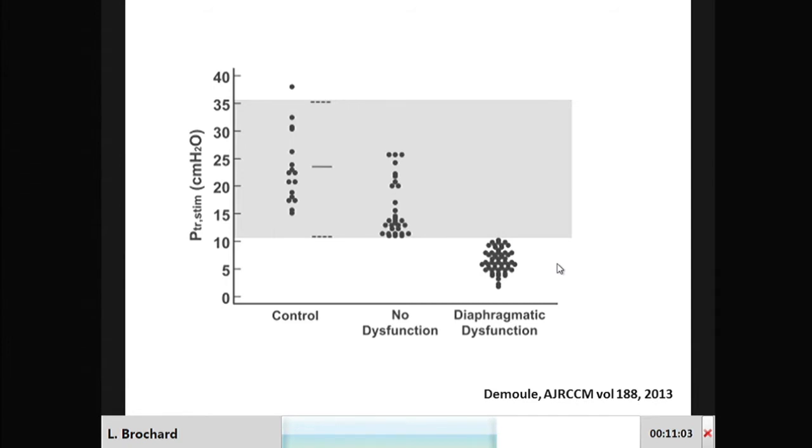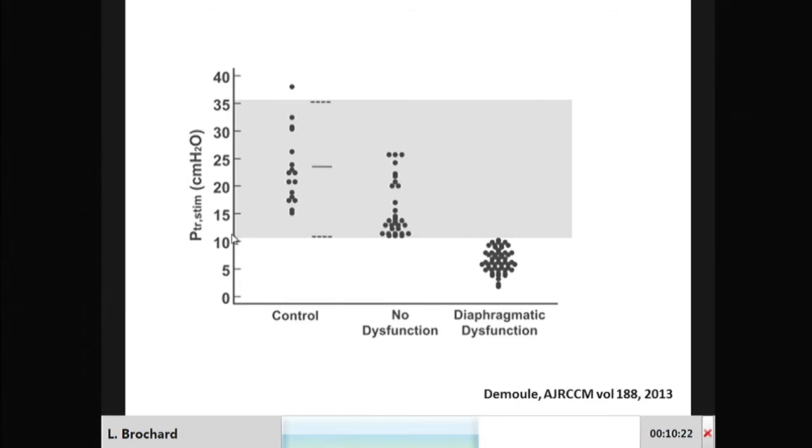This was a study looking at the level of phrenic nerve stimulation, the twitch, the pressure generated by phrenic nerve stimulation in control subjects, in patients with absolutely no diaphragmatic dysfunction tested by voluntary maneuver, which means their maximum pressure was high, and in patients with diaphragm dysfunction. And you see that there's a very clear separation with the phrenic nerve stimulation technique. And when the twitch is at 11 centimeters of water or below, it's a clear sign of diaphragm dysfunction.